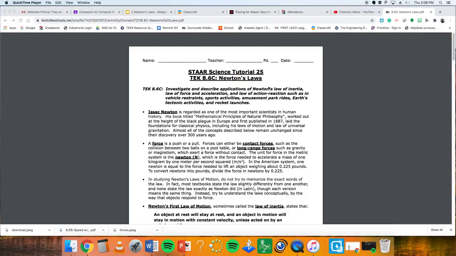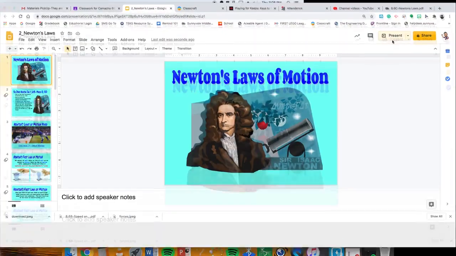All right, so we are going to be reviewing Texas TEK 8.6c, Newton's laws, which is to investigate and describe applications of Newton's law of inertia, the law of force and acceleration, and the law of action and reaction, such as in vehicle restraint, sports activities, amusement park rides, Earth's tectonic plates, and rocket launches. Let's dive in.